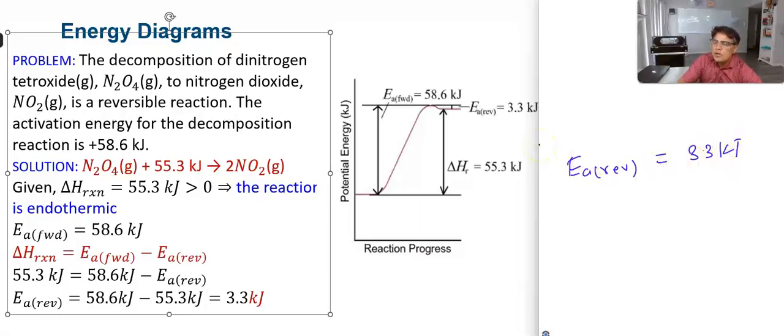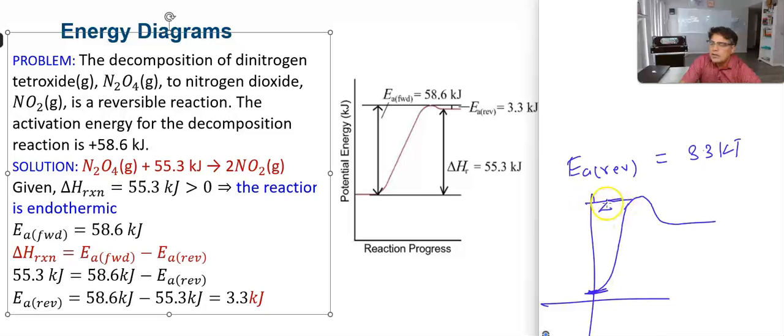Okay. So now what will be the figure? The figure is initial at this, right? And then it increases, and it will go here and then go like that, because this is 58, right? This is 58.